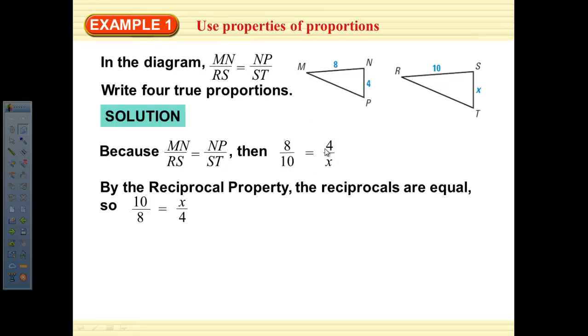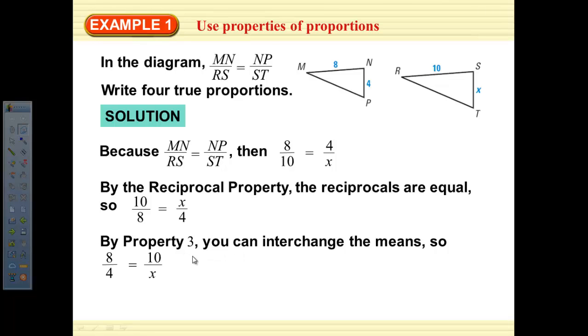Then we can take this original one and we can flip the means. If you remember from section 1, the means are these two in the middle here, and the first and the last one, those are the extremes. So if we flip the means, we get the same answer. Again, the 4 would come down here, the 10 would go up here. We get 8 over 4 equals 10 over x.